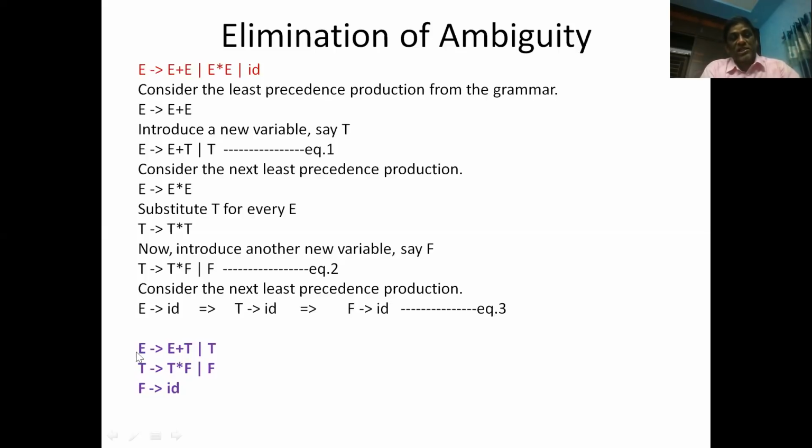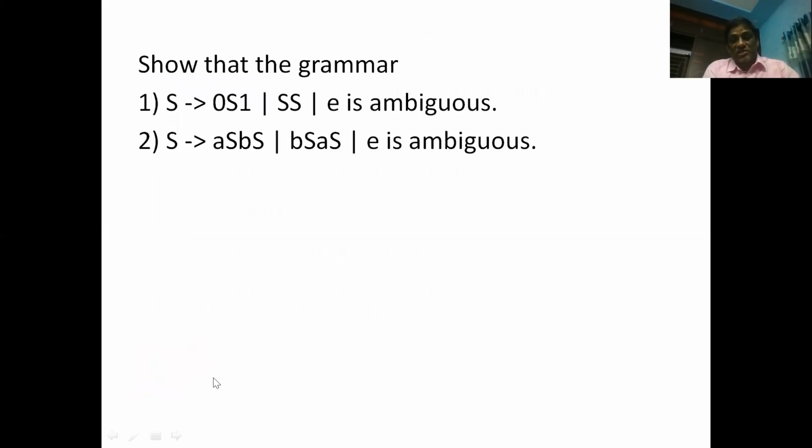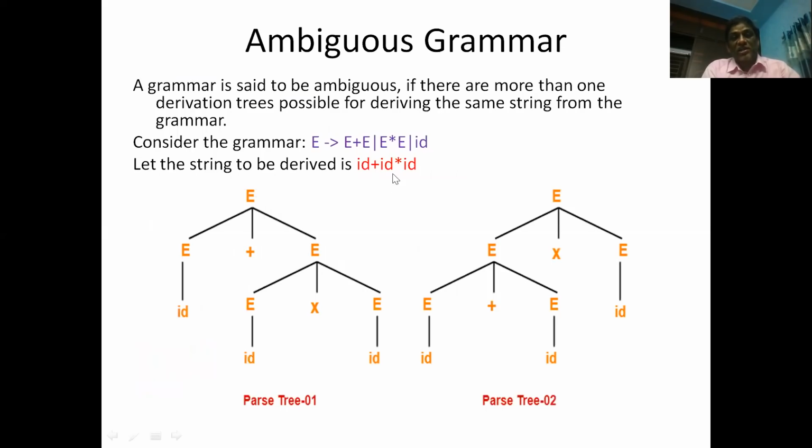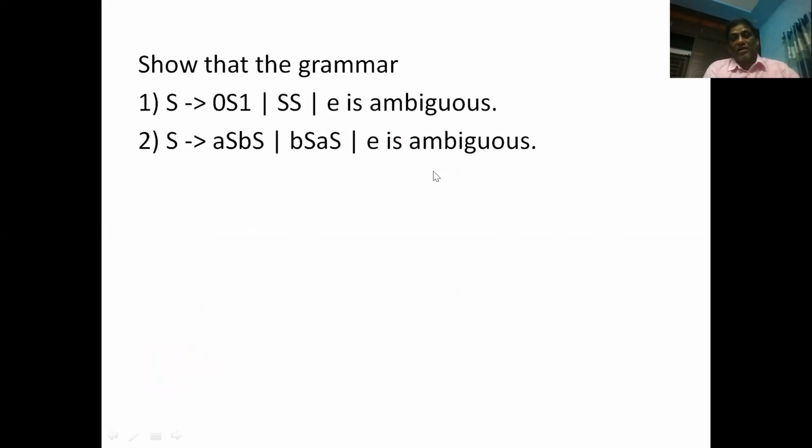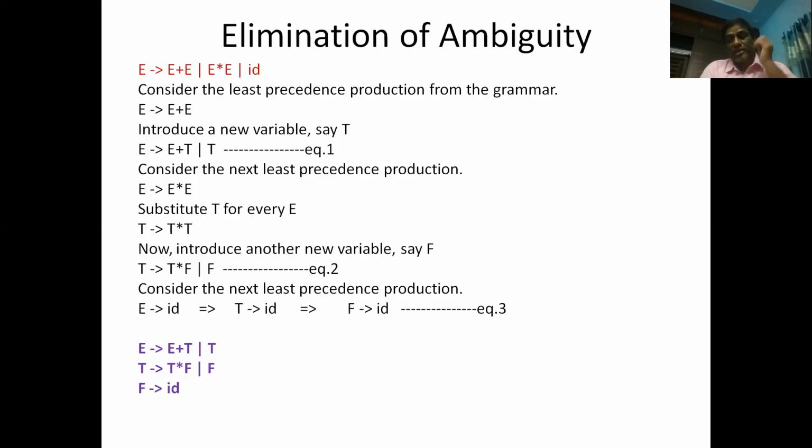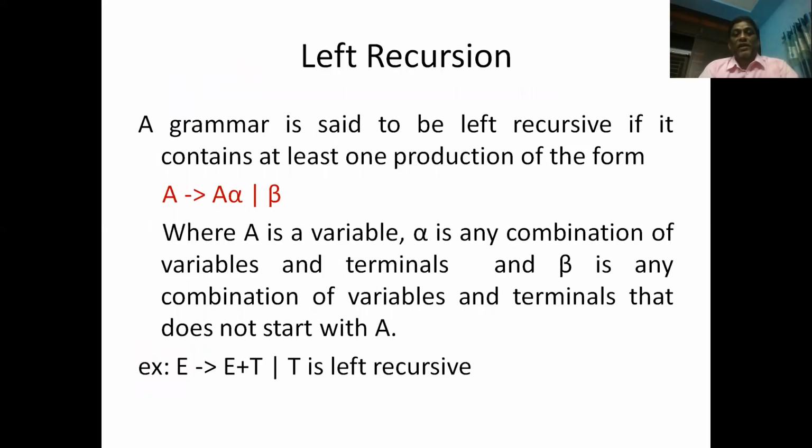But please, all of you do this task to verify whether this grammar now is ambiguous or not by using the same string, that is id plus id star id. Try to produce two different parse trees for deriving this string. Okay, if you are not able to get two different parse trees, it means there is no ambiguity. Okay, right.